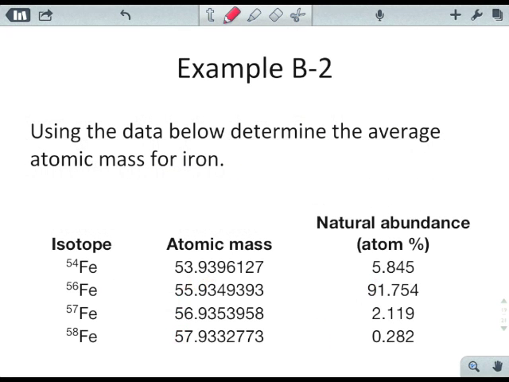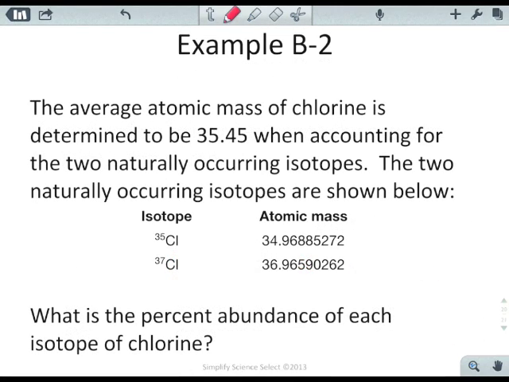Okay, example B2. It says, using the data below, determine the average atomic mass for iron. The main thing we want to do here is follow our rules. Remember, the first rule is to change our percent abundance and put it in decimal form. So we're going to divide by 100, or move the decimal place to the left 2 times. So 1, 2, 0.0. Make sure you do that for every single one. The next thing, remember, we have to multiply the atomic mass by the abundance. Remember, when we're finished and we get all of those, make sure you add them up to get your average atomic mass.